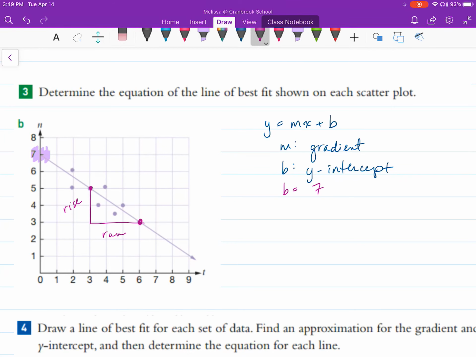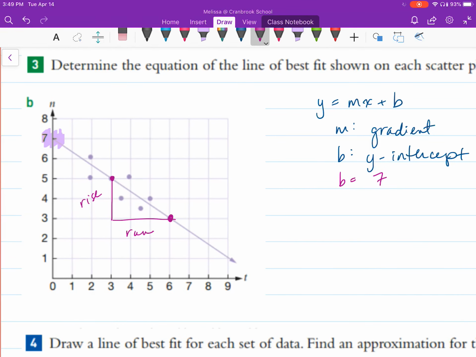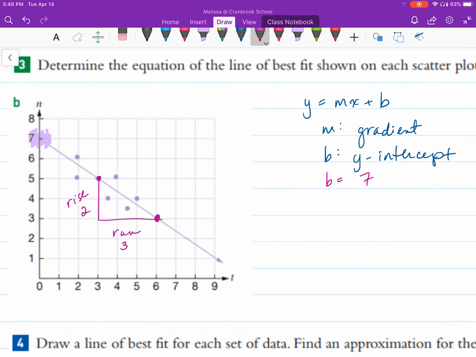Determine what your rise is, and that's a rise of 2. Determine what your run is, and that's a run of 3. It's a negative correlation, so therefore the gradient is going to be negative, and it's rise over run. And once you determine that from the graph, you've got your equation of your line of best fit. It's y equals, we determine our gradient to be negative 2/3, x with a y-intercept of a positive 7, so plus 7.